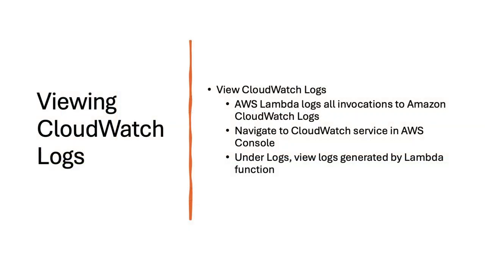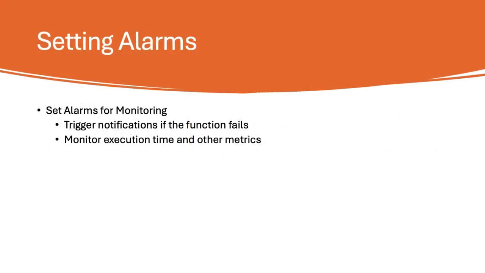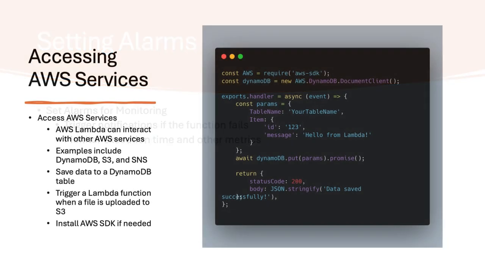AWS provides tools to monitor and troubleshoot Lambda functions. You can view CloudWatch logs, where AWS Lambda logs all invocations. Navigate to the CloudWatch service in the AWS console and view logs generated by your Lambda function. You can set up CloudWatch alarms to monitor your functions. These alarms can trigger notifications if the function fails, exceeds execution time, or any other metric you wish to monitor.